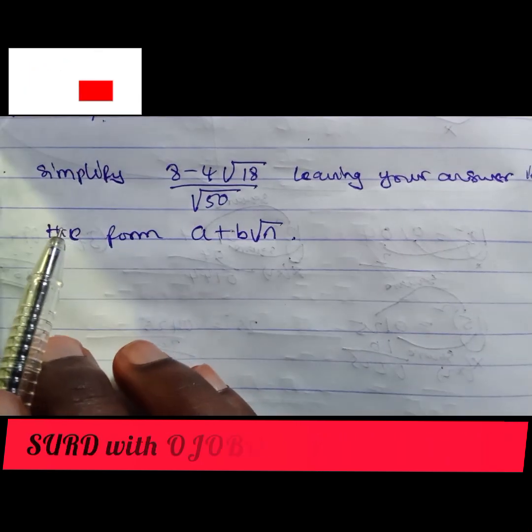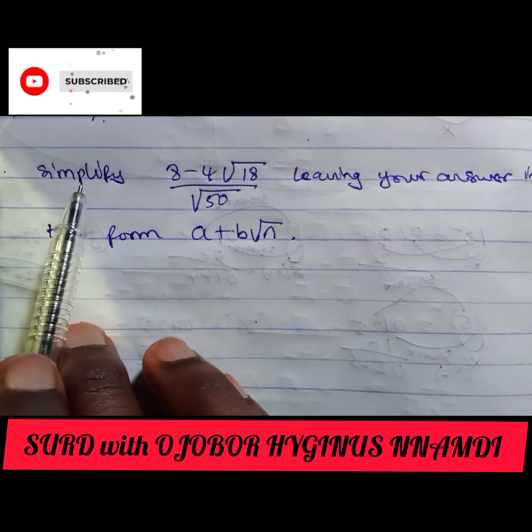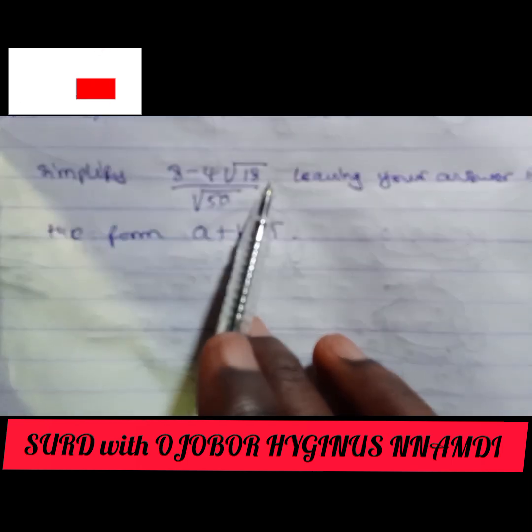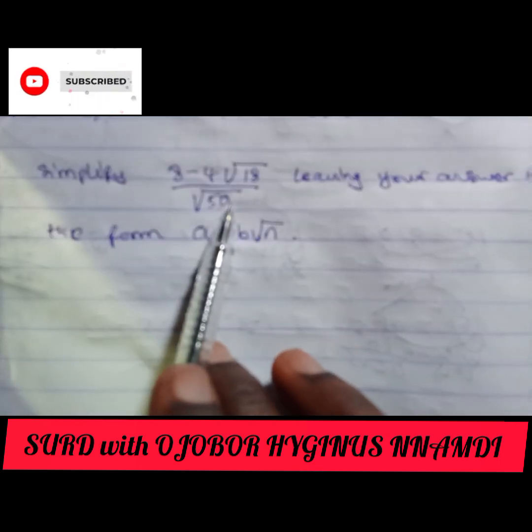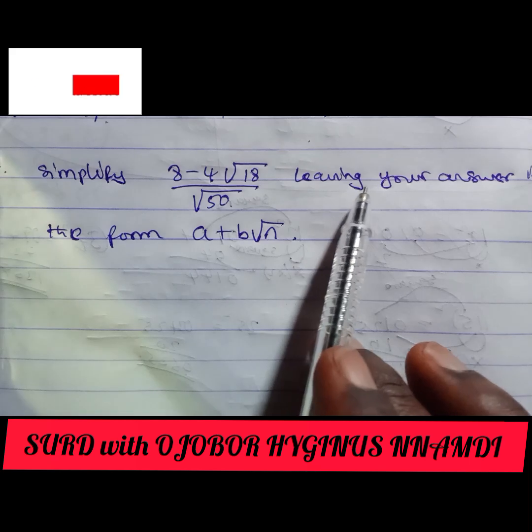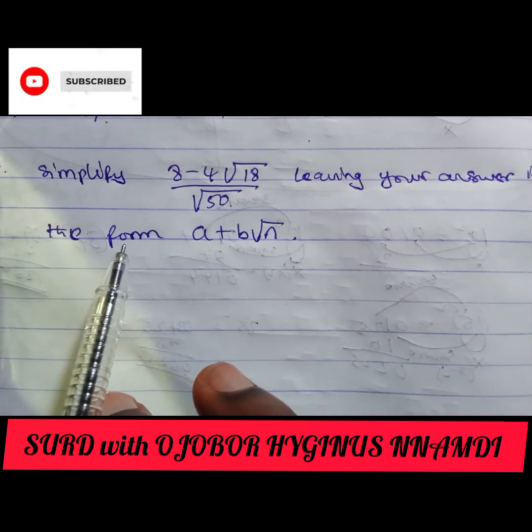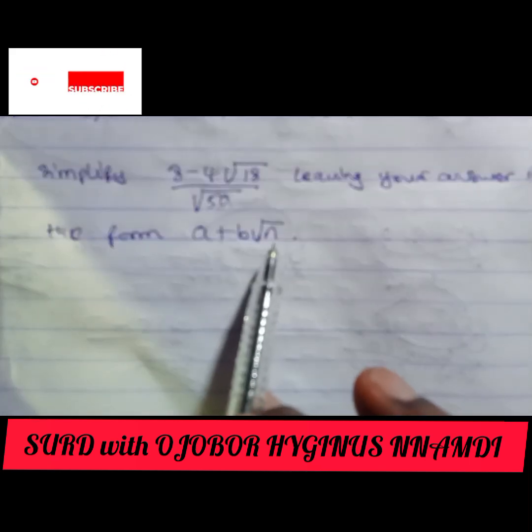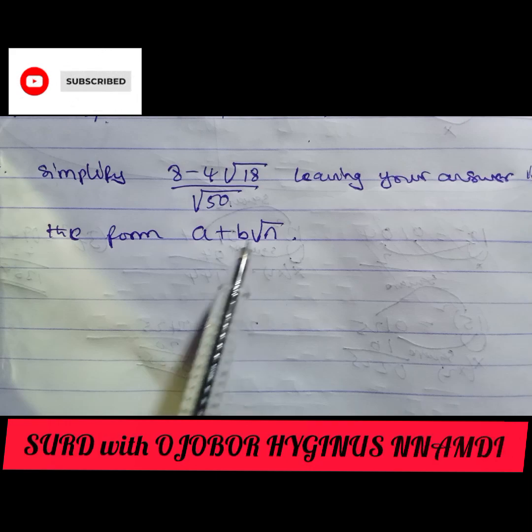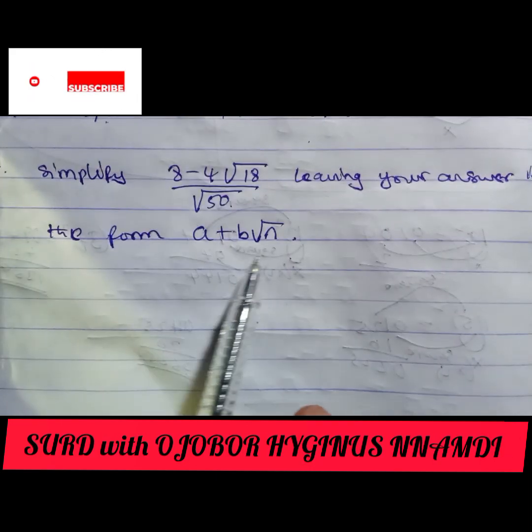So let's look at one other question. We're asked to simplify 8 minus 4 root 18 over root 50, leaving your answer in the form a plus b root n. Now, you don't have to bother yourself in getting this.